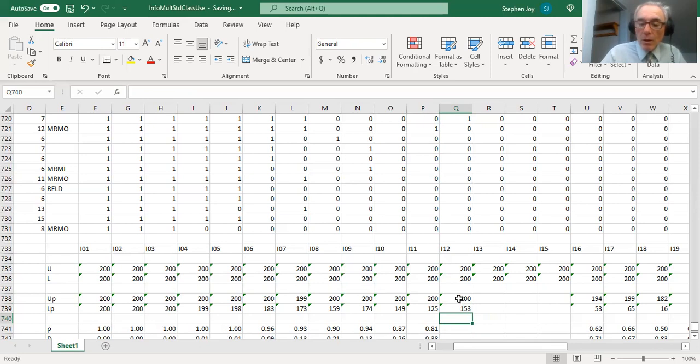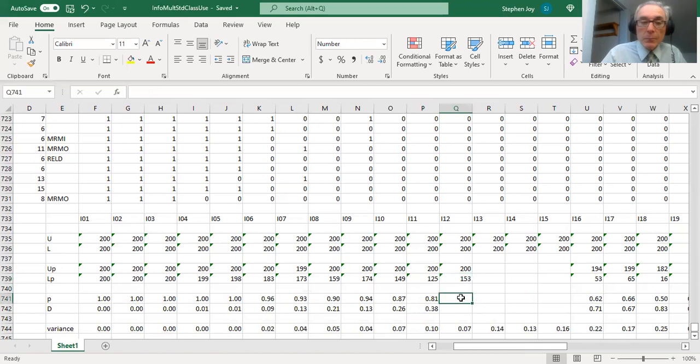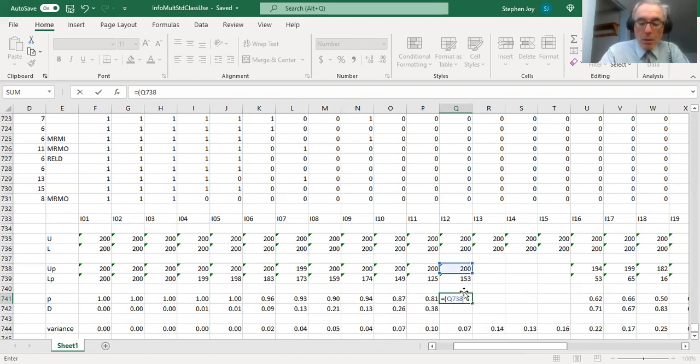So you'll notice that here, people in the upper group, the high test scorers, all have it right. This is UP here. Whereas in the lower group, the ones who did the least well on this particular test, 153 have it right, 47 have it wrong. Now to get the value of P, I'm going to be saying, all right, well, let's just create the equation. So I want to take UP, which is Q738, plus, notice how it highlights the cell that I just specified.